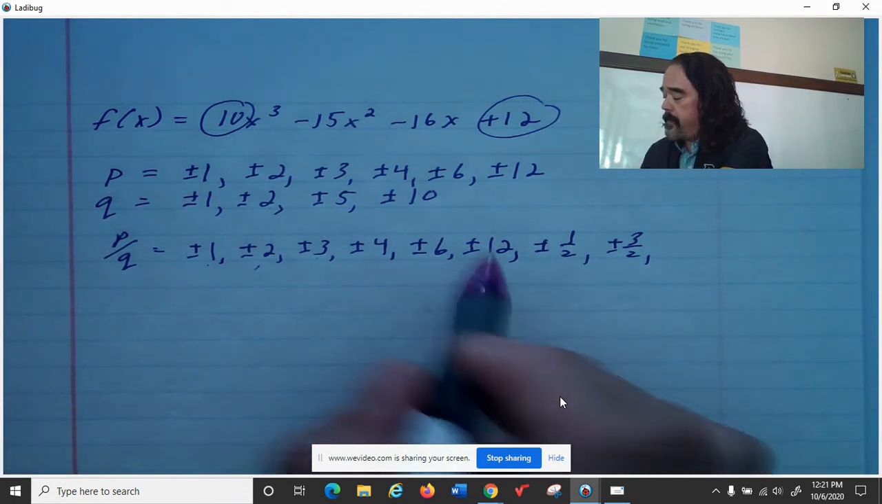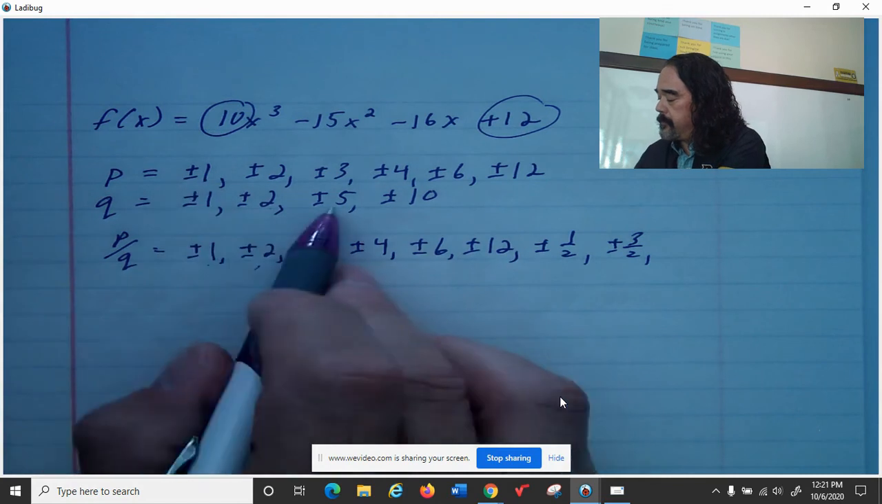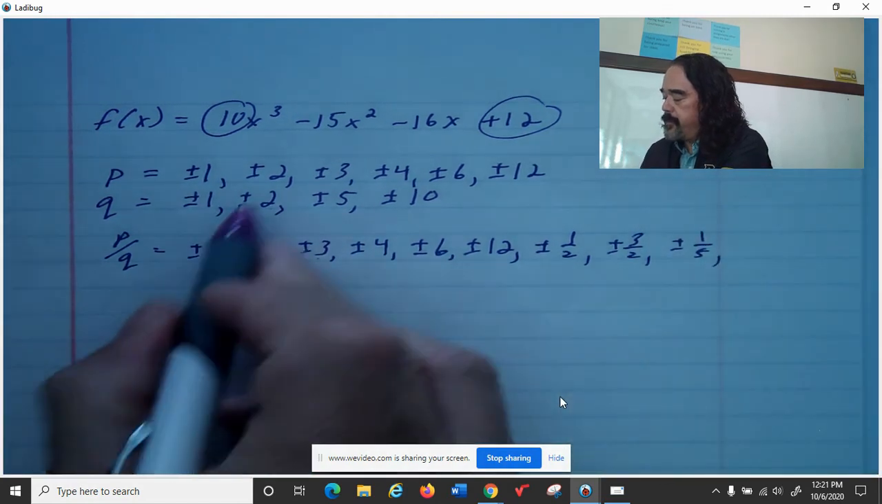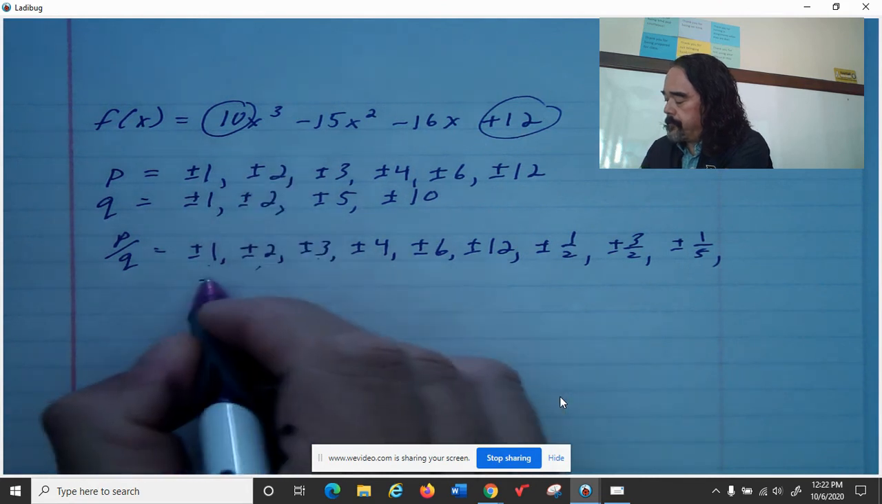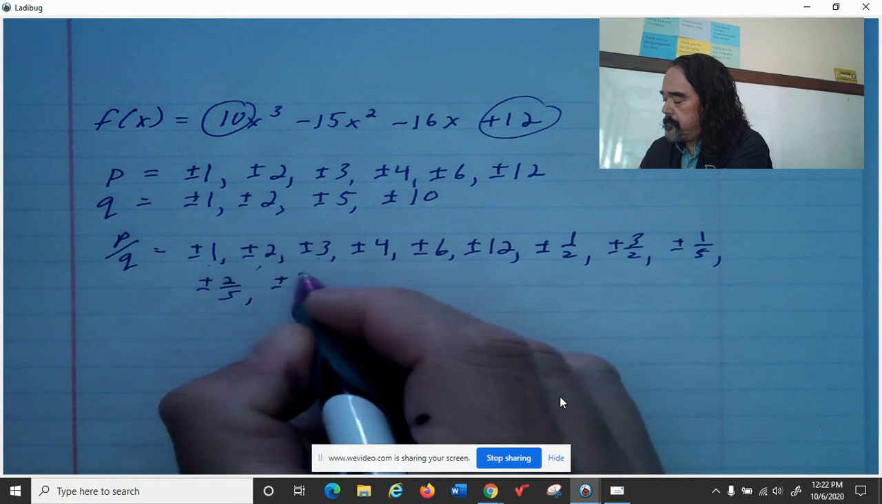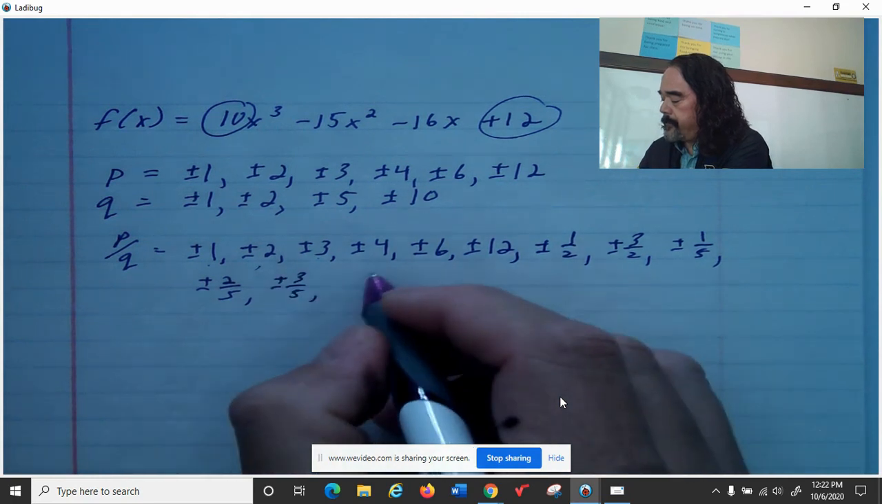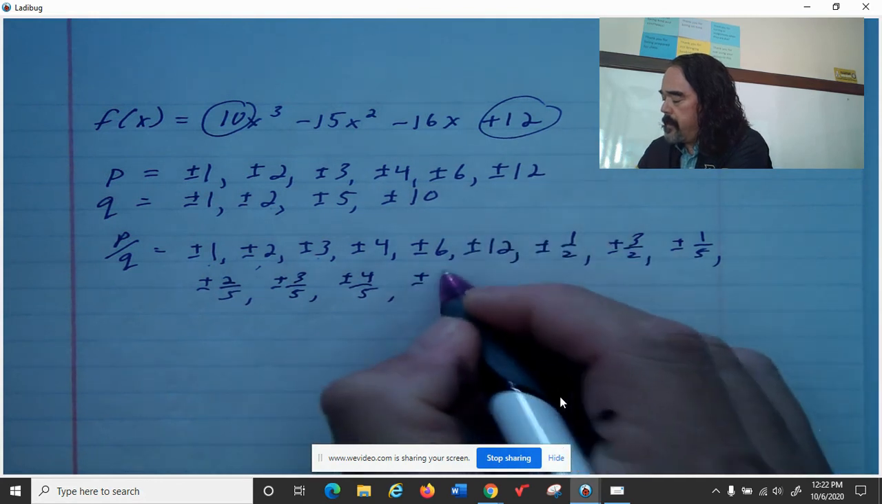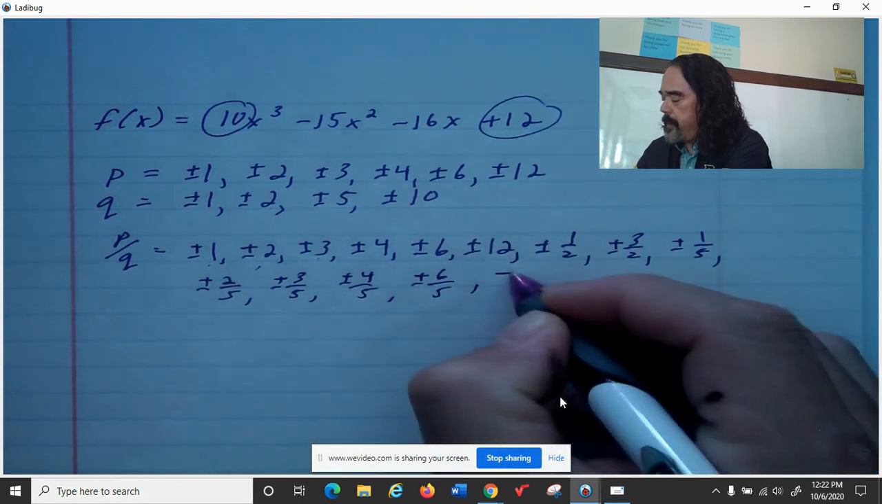Then I'll do everything over 5. 1 over 5, 2 over 5, 3 over 5, 4 over 5, 6 over 5, and 12 over 5.